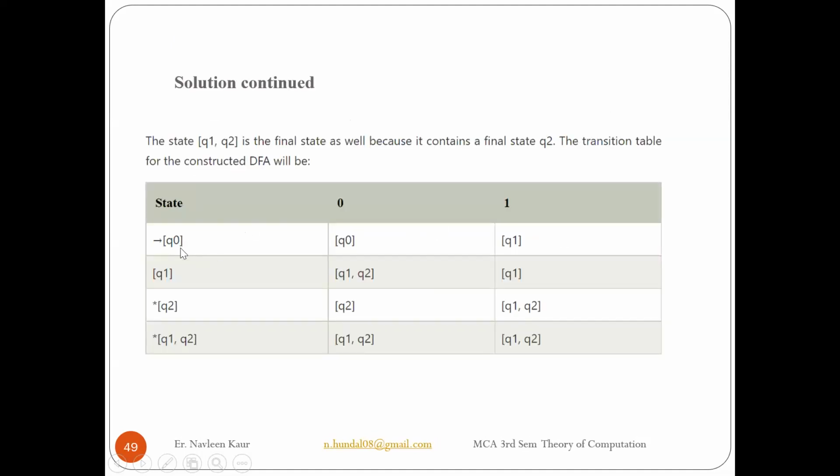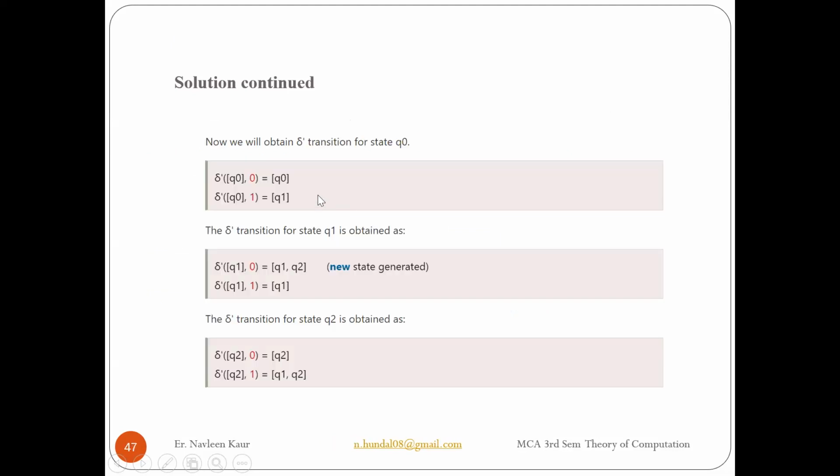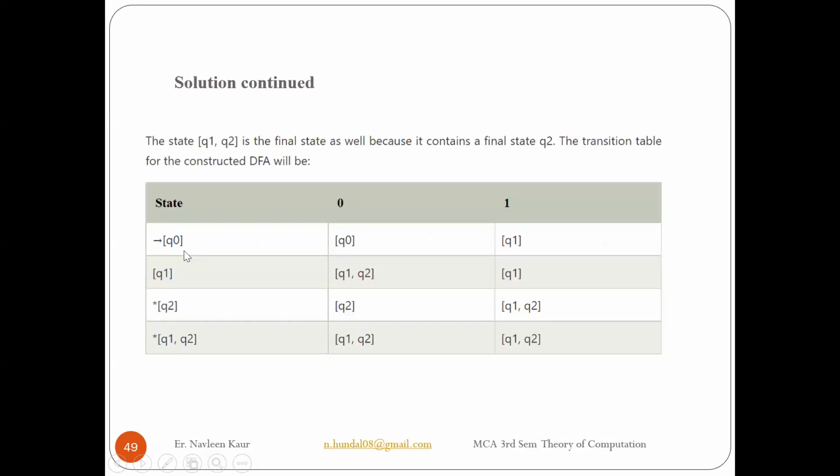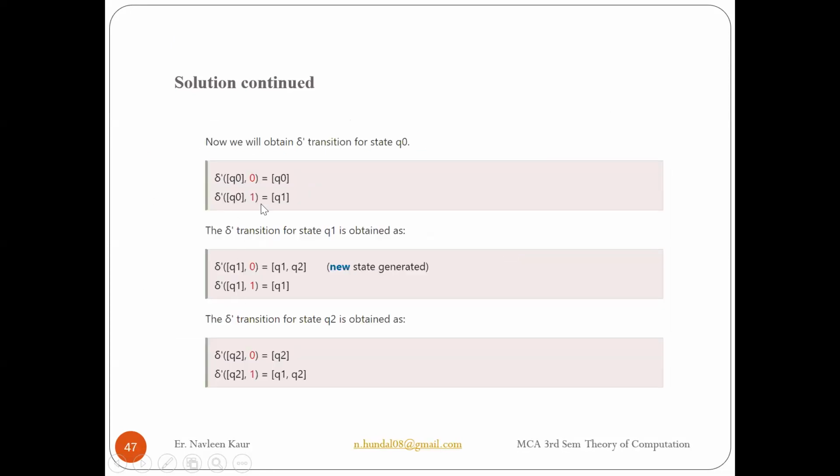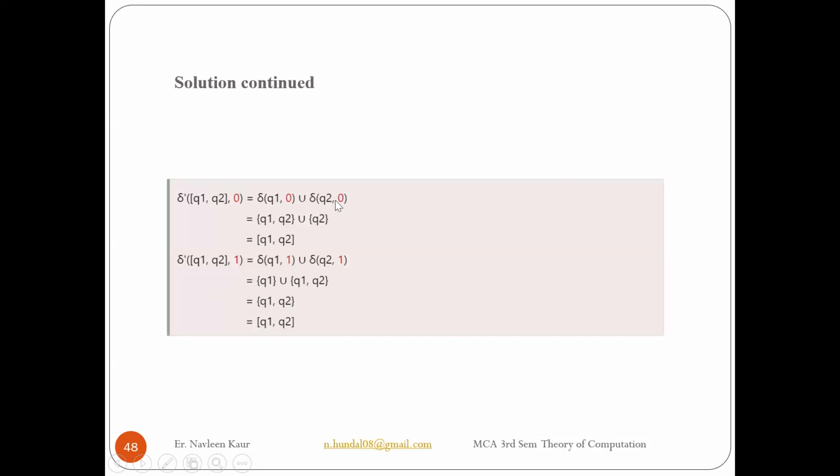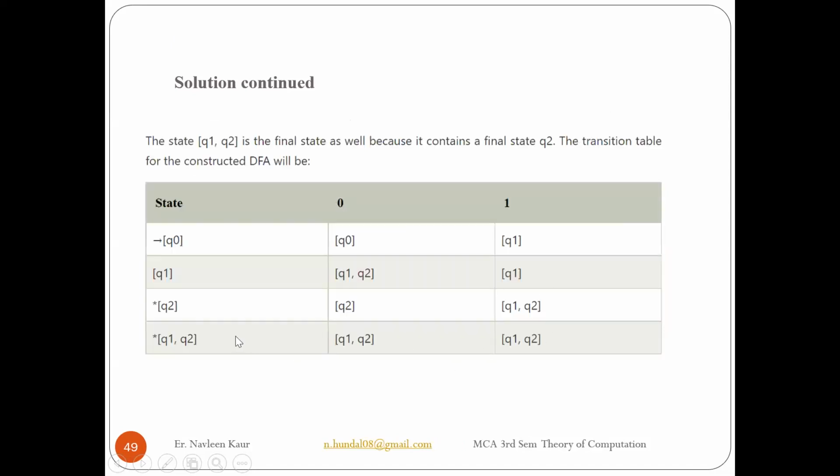Okay, so how to represent it? See here, Q0 on 0 takes you to Q0. Q0 on 1 takes you to Q1. Using these transition functions, 1, 2, 3 and 4, I have to now create one transition table. Now Q1 on 0 takes you to Q1, Q2. Q1 on 1 takes you to Q1.